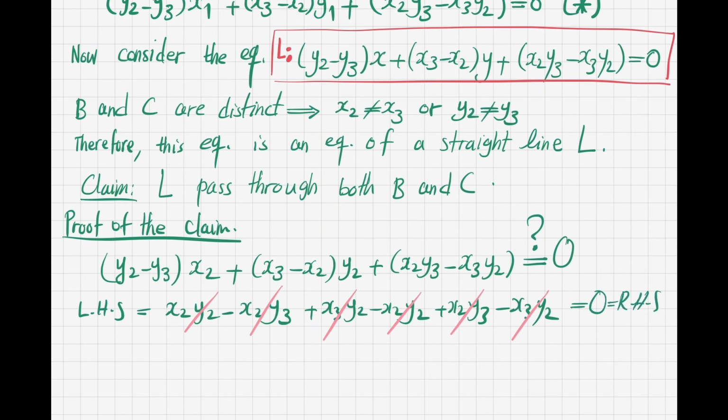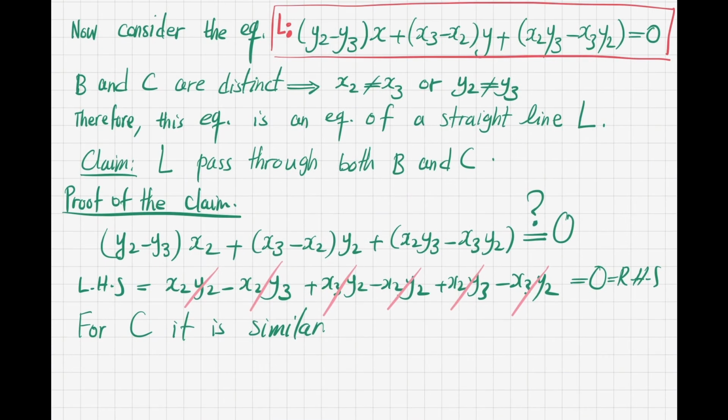Okay, for C it is similar, and you can check it yourself. What you need to do is replace x with the x coordinate of C, x3, replace y with the y coordinate of C, y3, and then do the simple calculation, and you will see that this line always passes through the points B and C.